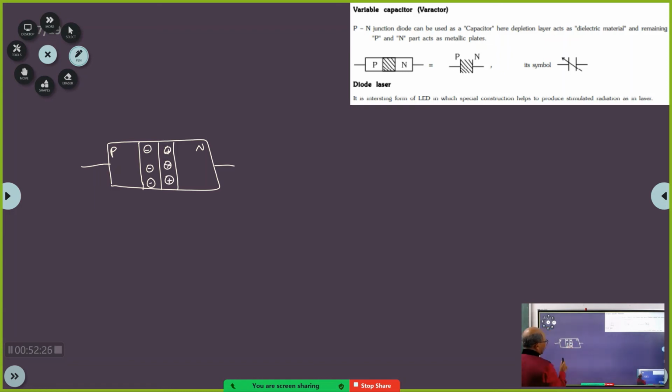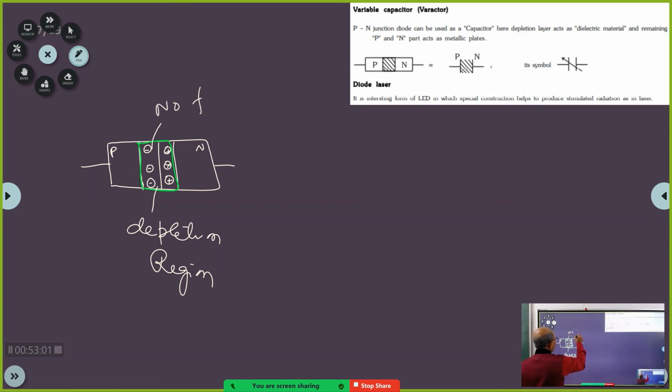See here, the concept here is, this region is the depletion layer. Why is it called the depletion region? I have already told you. Tell me fast. It contains immobile ions. And what is important is that there are no free charge carriers. Okay?